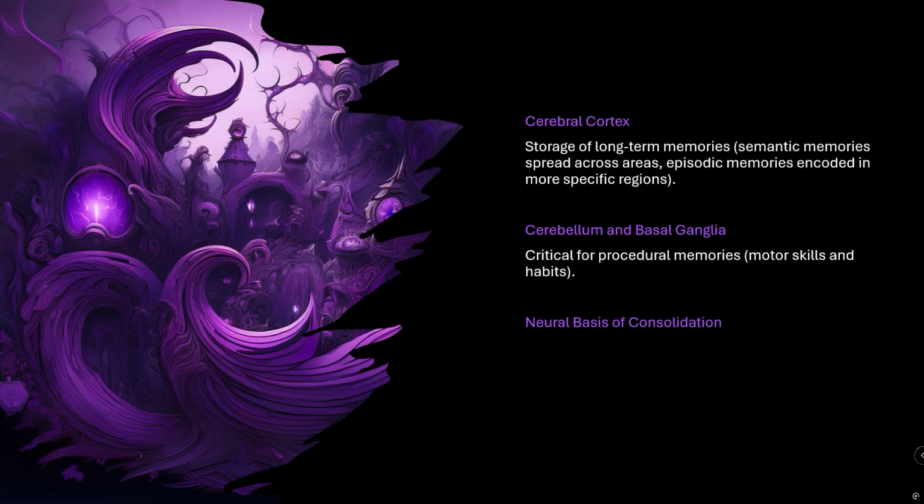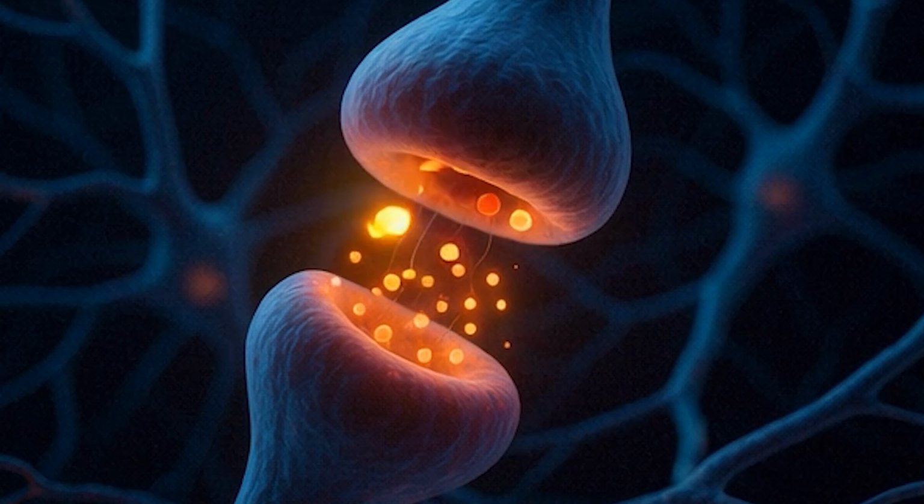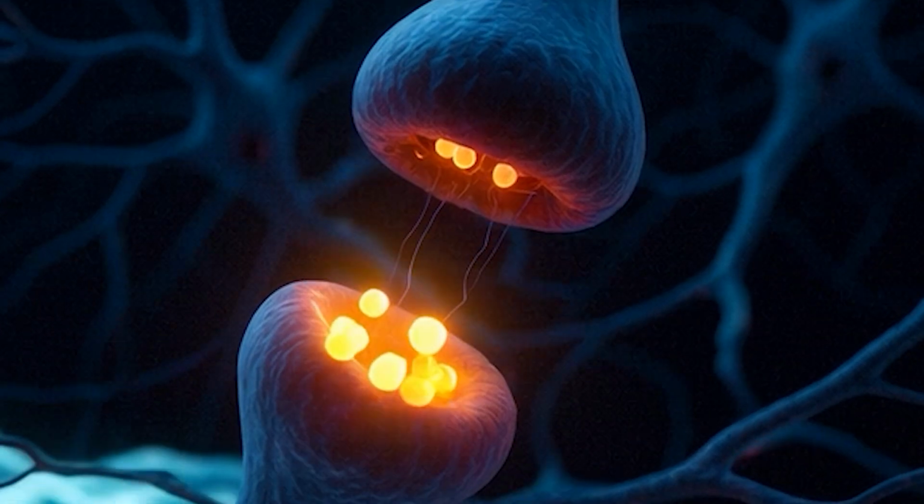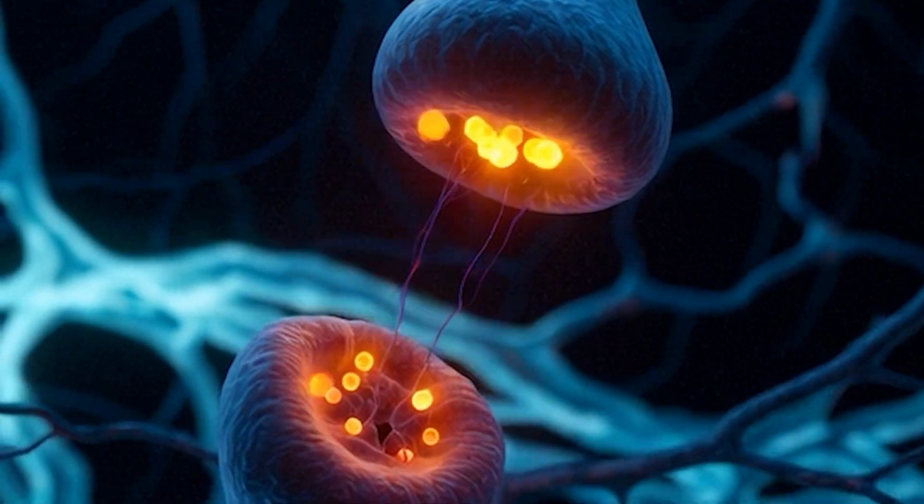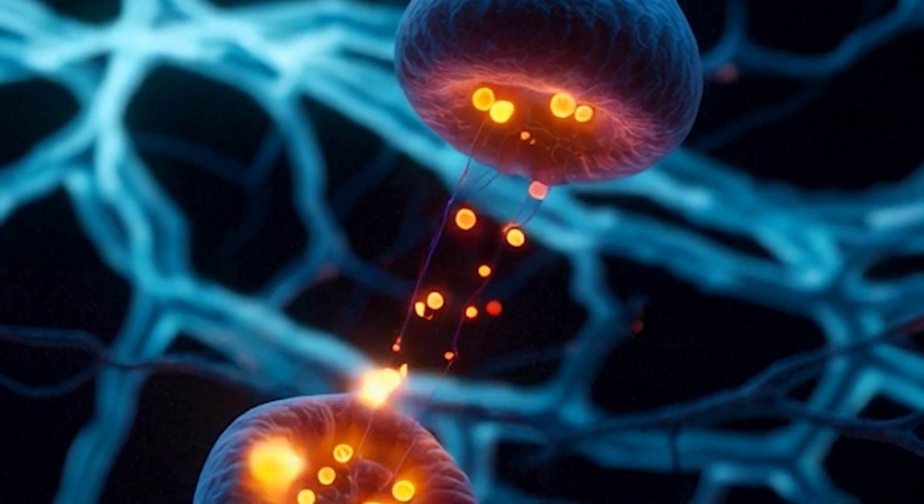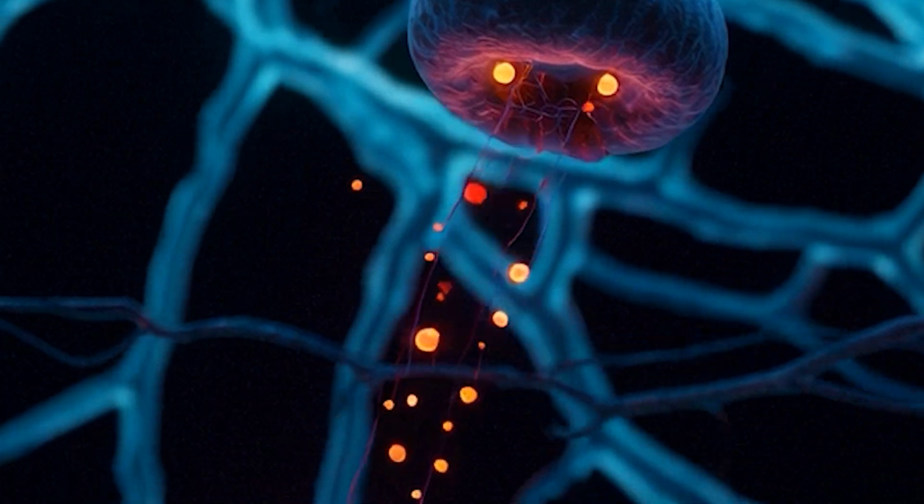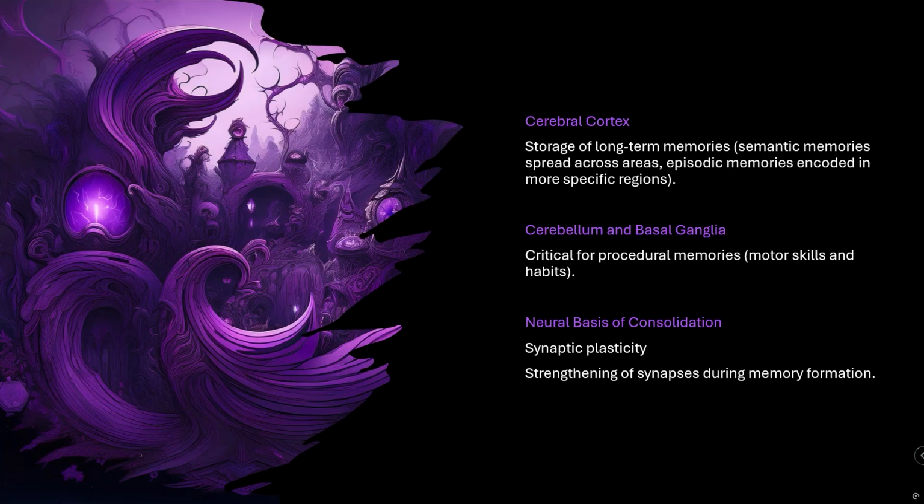The neural basis of consolidation. Synaptic plasticity, so all to do with what we spoke about slightly earlier, those neural connections, increasing our brain plasticity, allowing those new neural connections to be created through synaptic transmission. Strengthening of synapses during memory formation. So we will look more at this when we look at neuropsychology later on in the videos. Long-term potentiation, LTP. It's a neural mechanism for learning and memory.